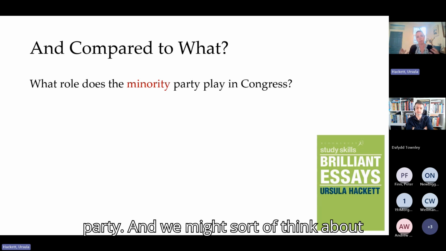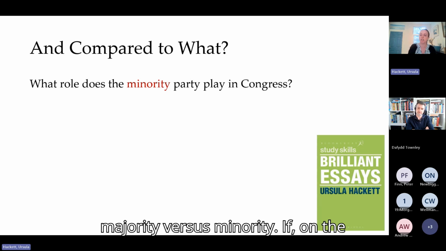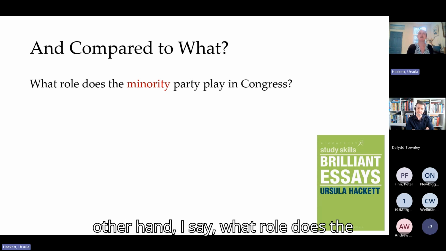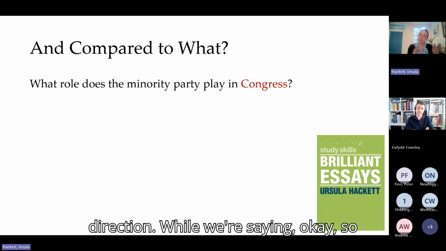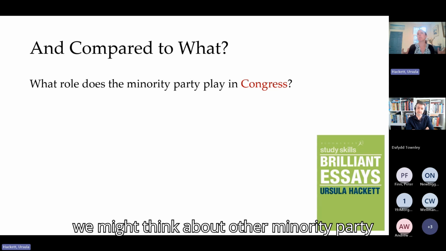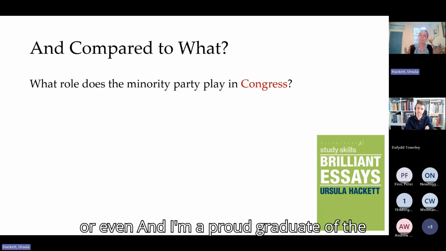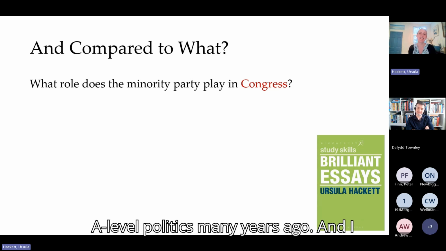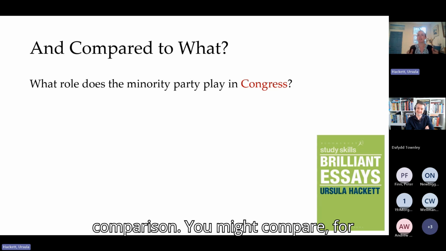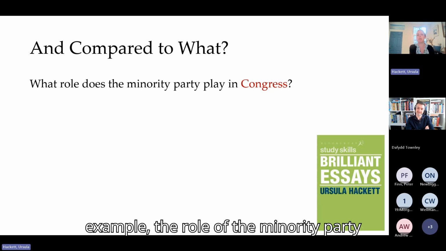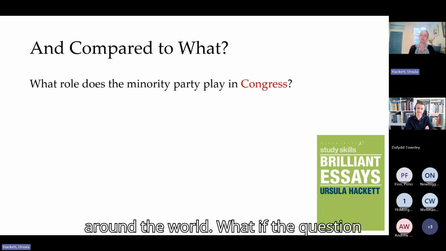And we might think about what roles are distinctive and how they differ from one another, from the majority versus minority. If, on the other hand, I say, what role does the minority party play in Congress? Well, that's taking me in a different direction. We might think about other minority party roles in other legislative bodies, state legislatures, for example, within the US, or even, and I'm a proud graduate of the A-level politics many years ago, I remember there was a synoptic element there, a cross-national comparison. You might compare, for example, the role of the minority party in Congress vis-a-vis the UK Parliament or some other legislative body around the world.